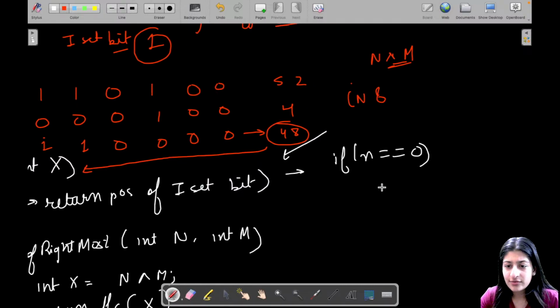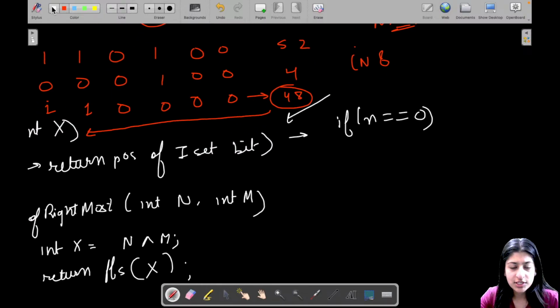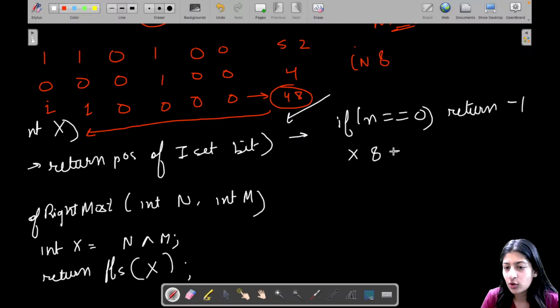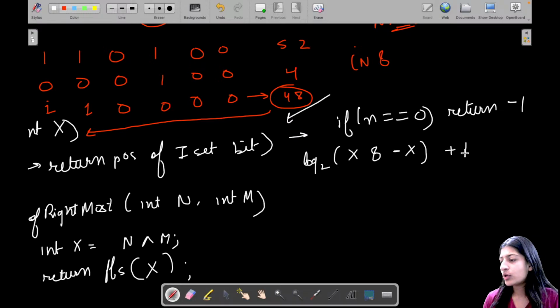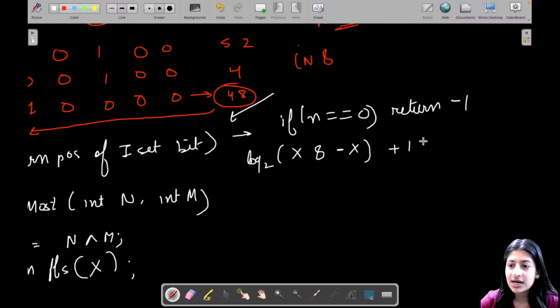Fine. So I was writing the FFS function. In the FFS function, if your n is 0 (this 48 is not 0 obviously), that means you do not have any different bits, so return -1. In other cases, you do a bitwise AND operation of x with the 2's complement of x, which is represented like this, correct? And then you take log base 2 of this quantity plus 1, as this is going to return you the position.